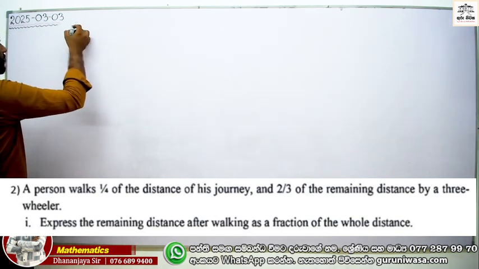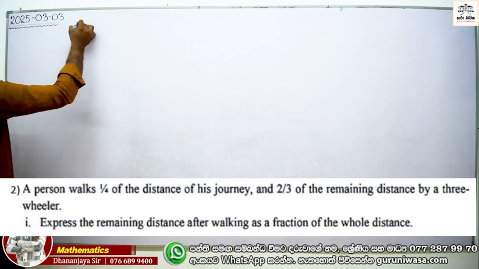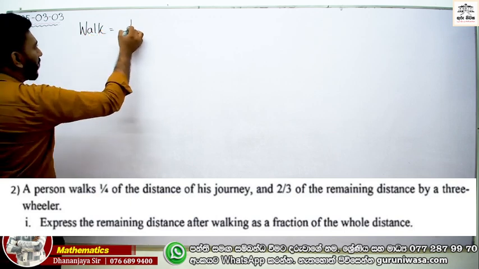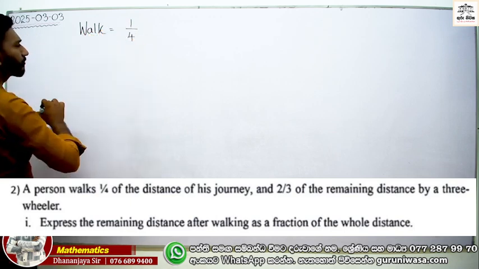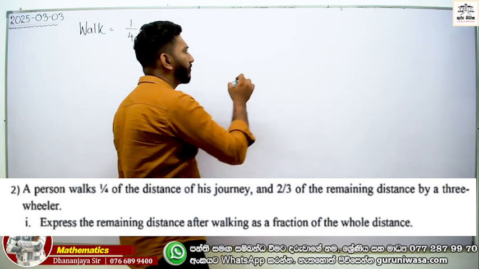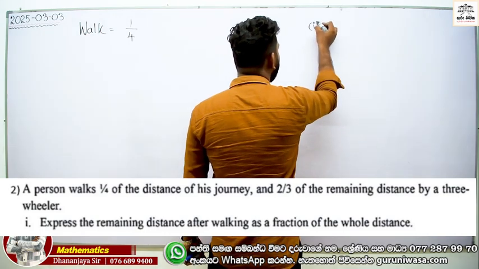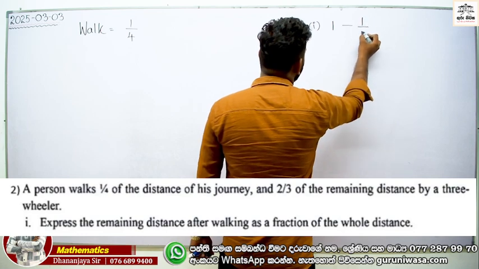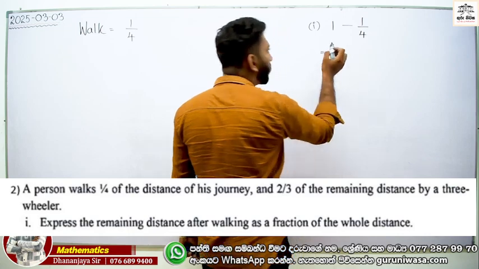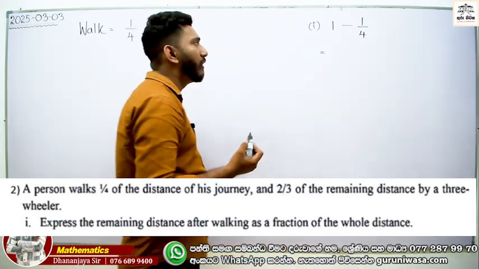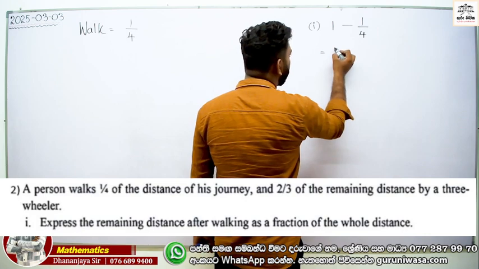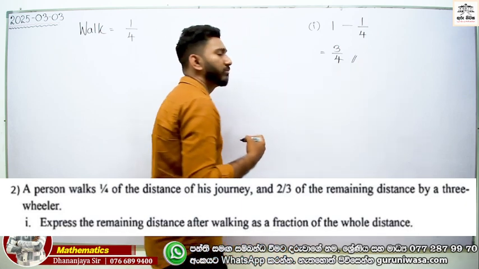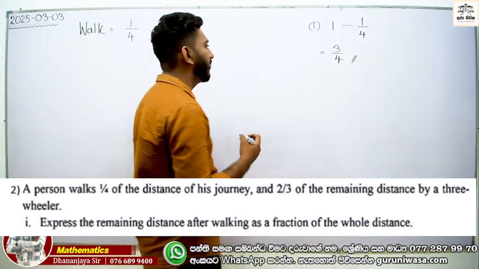He walks a 1/4 portion. Therefore, what is the first question? Find the remaining portion. How to find the remaining portion? We need to subtract 1/4 from the whole one. The whole one means 4/4. Therefore, the answer becomes 3/4. This is the answer for the first one. Very easy question, right?